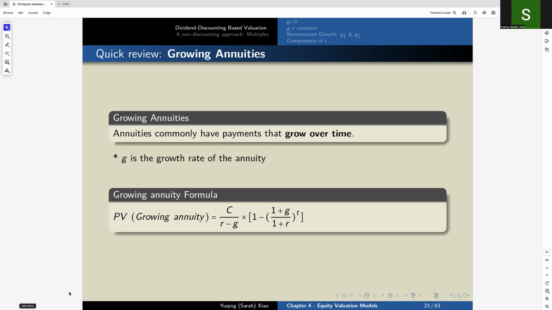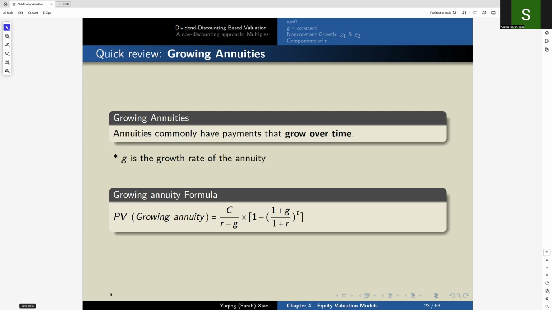Now, before we jump into equity valuation formulas, let's pause for a quick review. A growing annuity is a stream of payments that not only ends after a certain number of years, but also grows at a constant rate each year. Think of it like this. Imagine receiving $100 next year, then 5% more each year after, but only for 10 years. That's a growing annuity. When we value a growing annuity, we take into account both the growth in payments and the fact that they end after a fixed horizon.